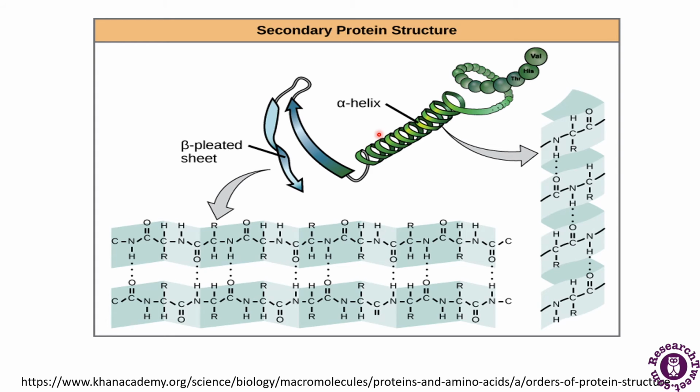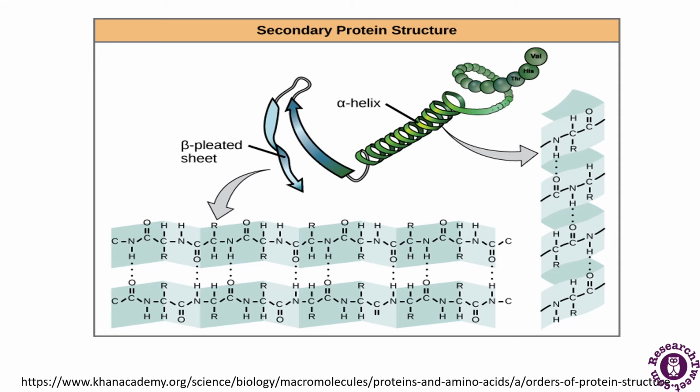So this is what is known as the secondary protein structure. They are formed by hydrogen bonding in the polypeptide chain. They have two different conformations, that is the alpha helix and beta pleated sheet. The alpha helix is a single spiral, formed by hydrogen bonding at every fourth amino acid. And the beta sheets are formed by hydrogen bonding between two or more adjacent polypeptide chains. So this is about the secondary structure of the protein.